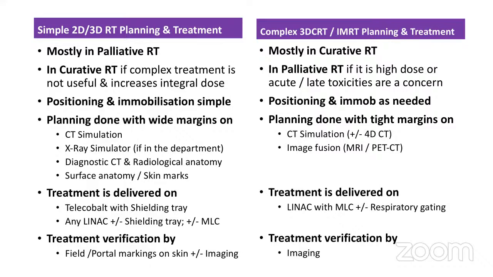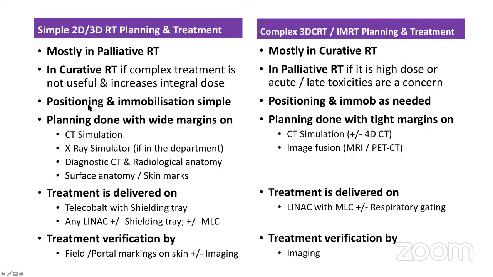Simple 2D planning or a 3D planning, or, if you have the facilities, complex 3D planning, IMRT. Some departments don't have it, so they don't have a choice. Every patient they either treat with 2D or a simple 3D planning, or they refer outside if the patient can go. So mostly in palliative treatment, also in some curative treatment, if complex treatment is not useful and increases the integral dose. The more complexity you bring, sometimes it increases uncertainty and also the integral dose.